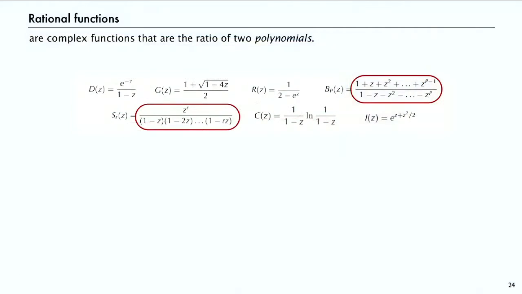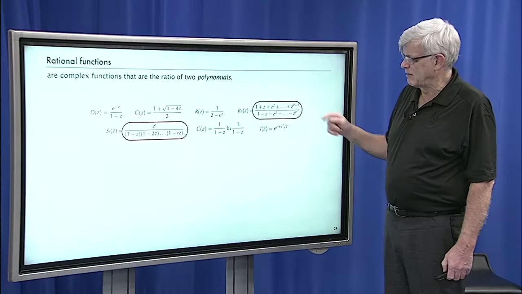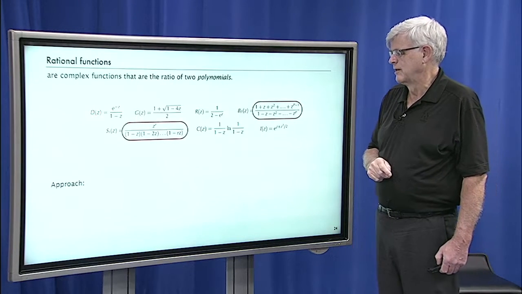So out of the examples that we have, this one, which is the generating function for the number of strings having no occurrences of p consecutive zeros, is rational. Ratio of two polynomials. And this one for set partitions is also a ratio of two polynomials. And the other ones here are not rational. There are different kinds of complex functions, and we'll talk about how to deal with them in time. But right now we're going to focus on the rational ones.